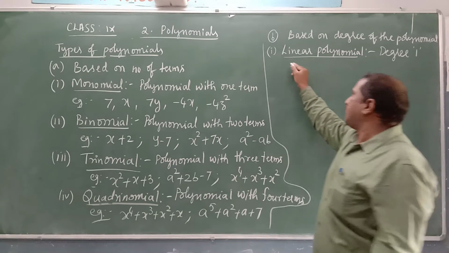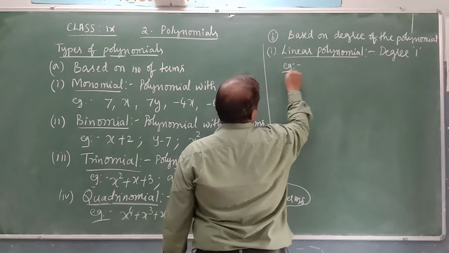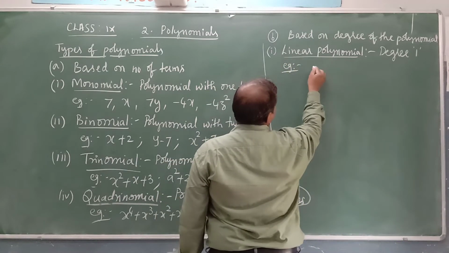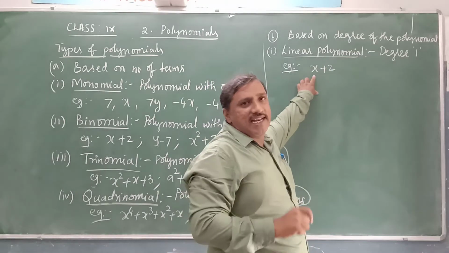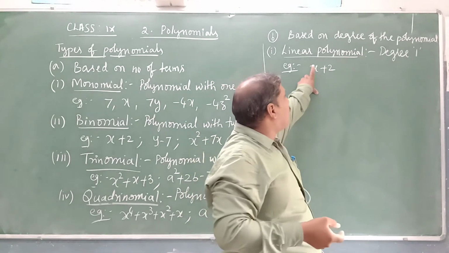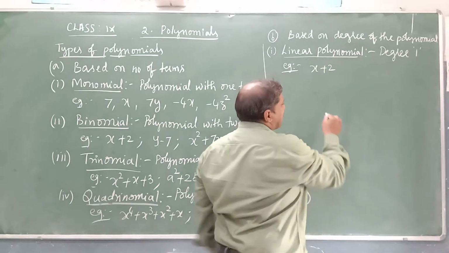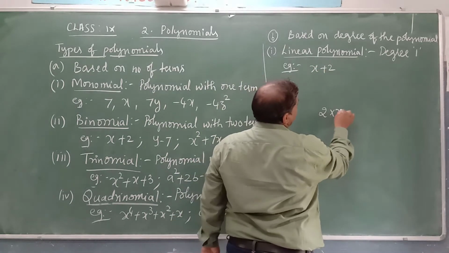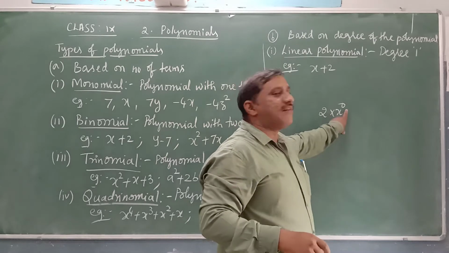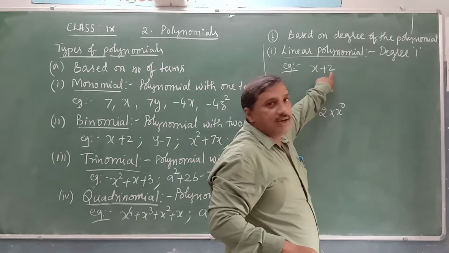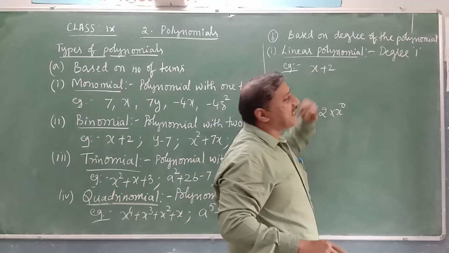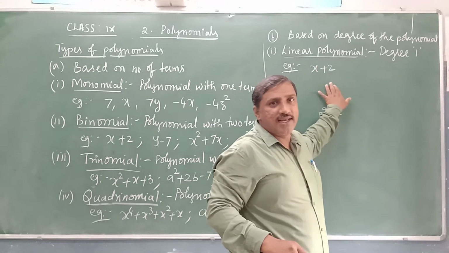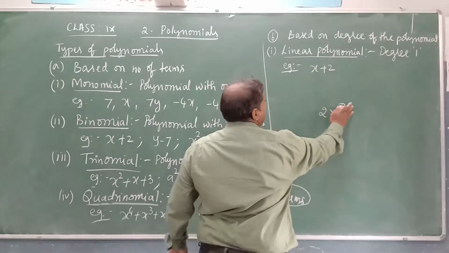So examples you can write here. Examples of linear polynomials. Yes, x plus 2. Here the variable is x and its power is 1. Here 2 also can be written as 2 into x power 0. For this the variable power is 0 and here it is 1. There is no number which is always 1. So hence it is a linear polynomial with the degree 1.